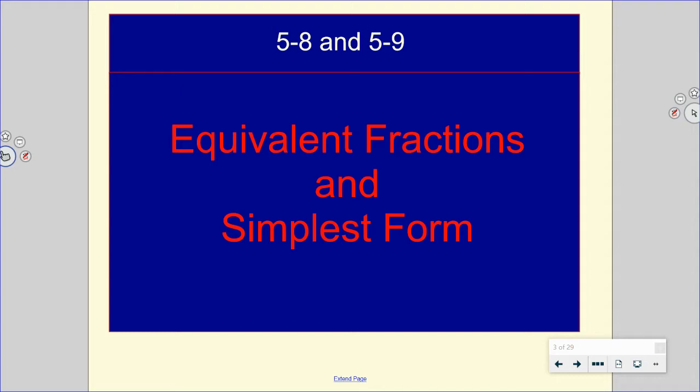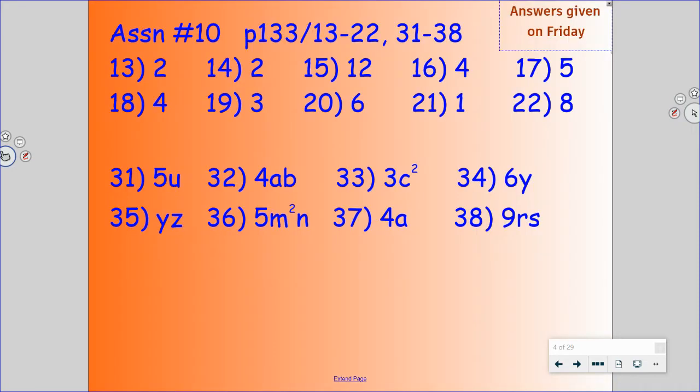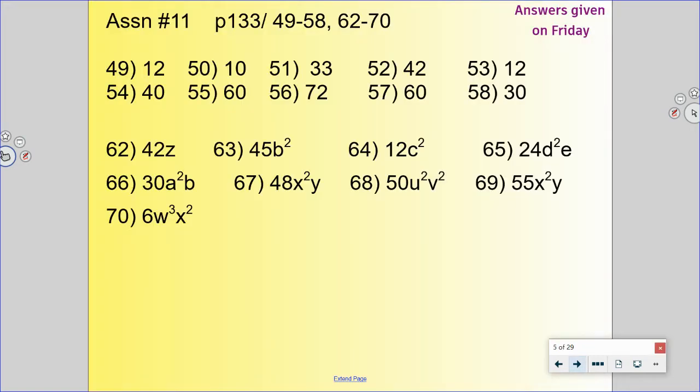In simplest form. Now, we have done a quick homework review on Friday, but I wanted to include these answers. Pause, come back if you're ready to move on. That's assignment 10. Here's assignment 11. Pause, come back when you're ready.